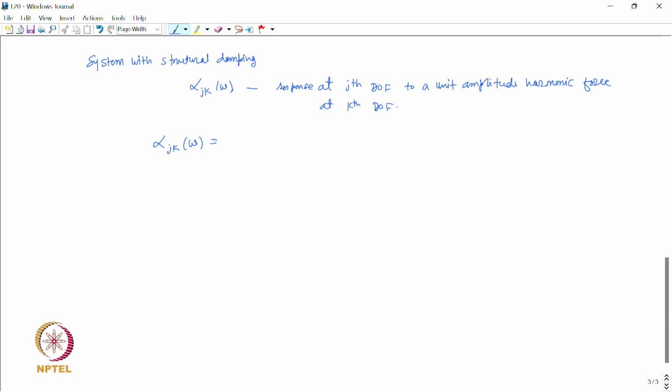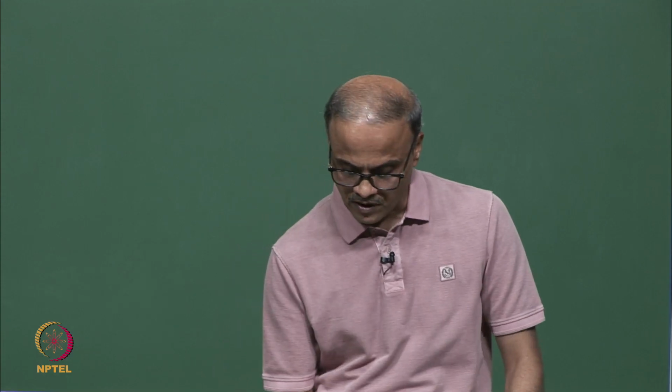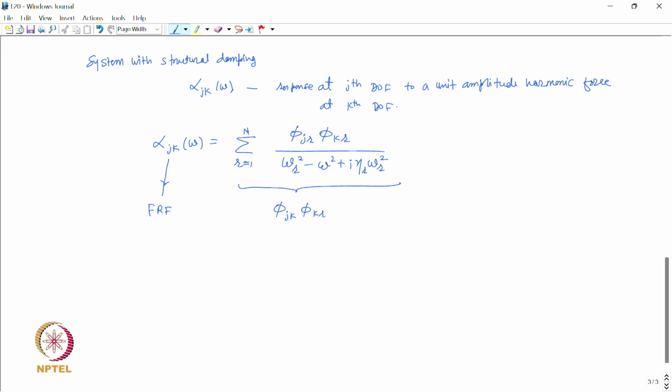For a system with structural damping, we have the relationship between the frequency response function and the modal parameters that we studied in one of the previous lectures. That relationship is the summation from r equal to 1 to n, if the system has n degrees of freedom and n modes, of phi jr phi kr divided by omega r squared minus omega squared plus i eta r omega r squared. On the left hand side we have the FRF, and on the right hand side we have the excitation frequency omega, the jth and kth elements of the rth mode shape, the natural frequency omega r of the rth mode, and the loss factor eta r of the rth mode.